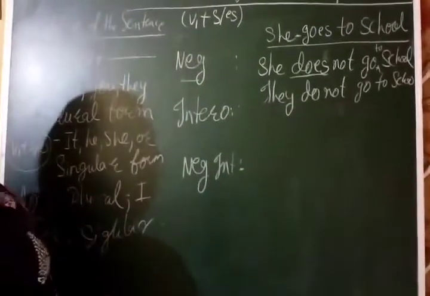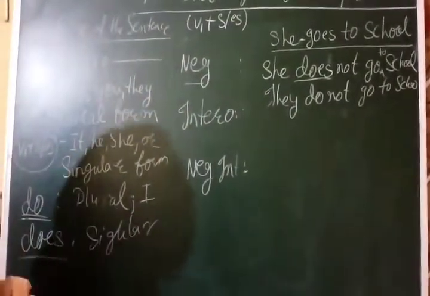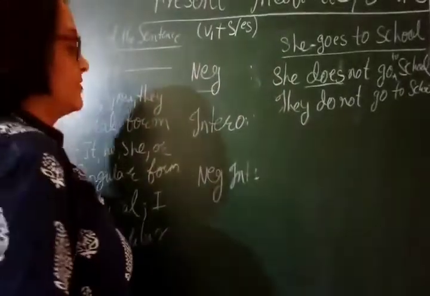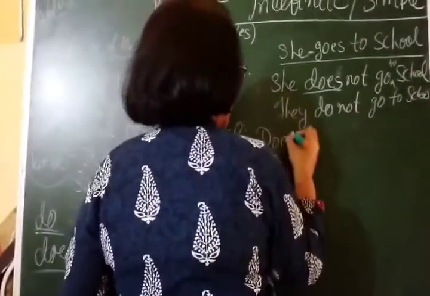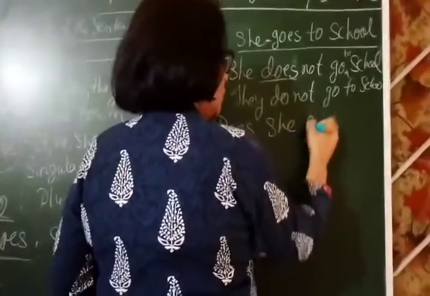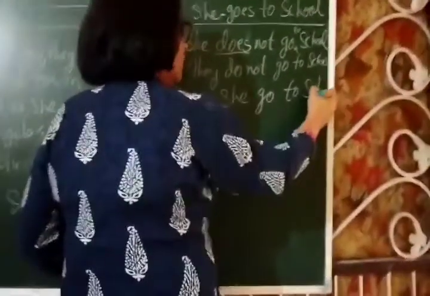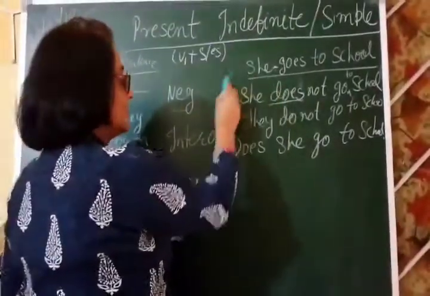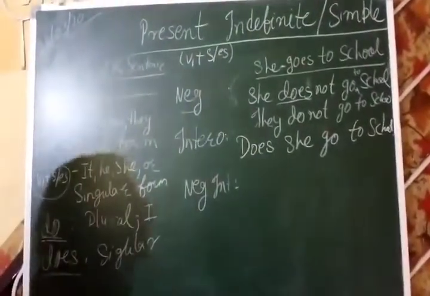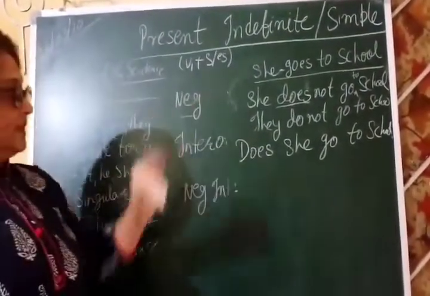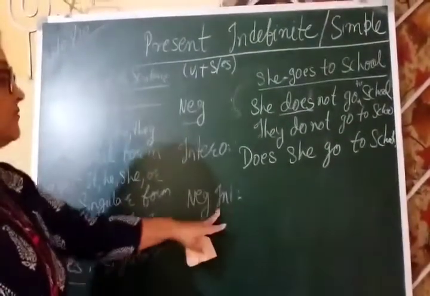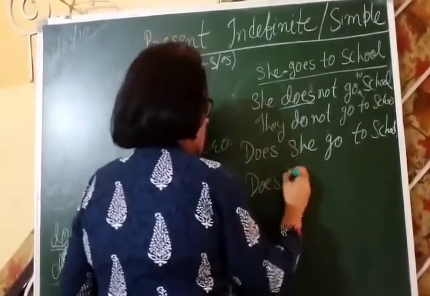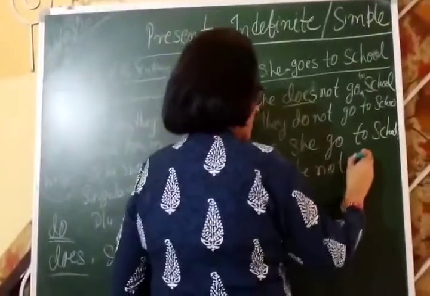Now we come to interrogative. All you have to do is move this does in front of the subject. Does she go to school? Interrogative is very simple. You just have to move does in front of the subject. Now, negative interrogative, does she not go to school?